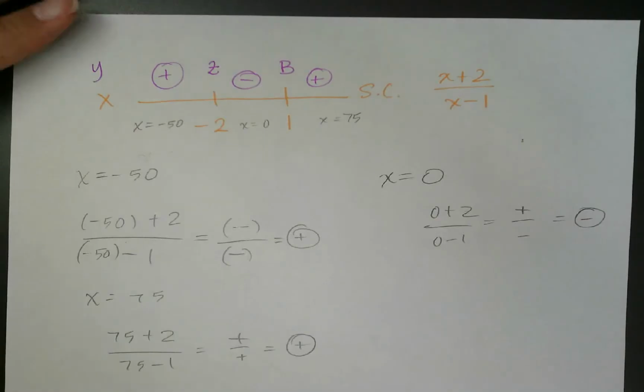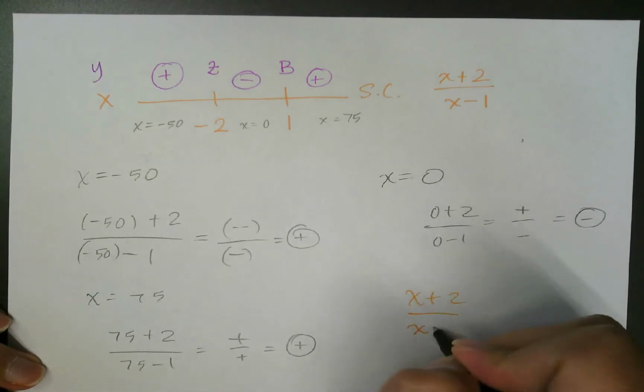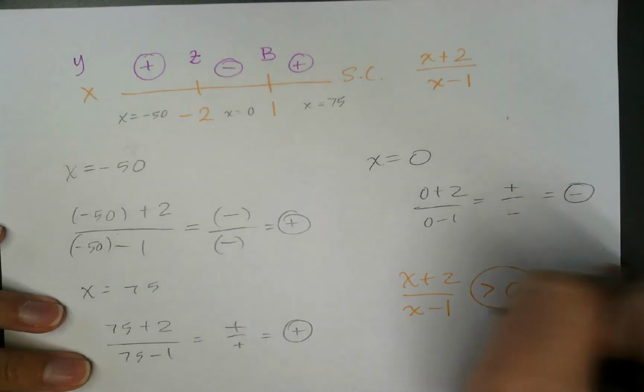So, we have our sign chart complete. Our original problem said x plus 2 over x minus 1 is greater than 0. Greater than 0 means what?